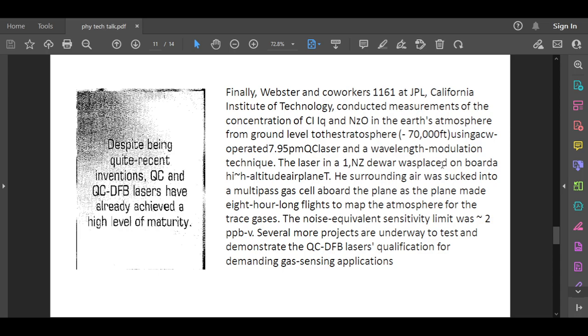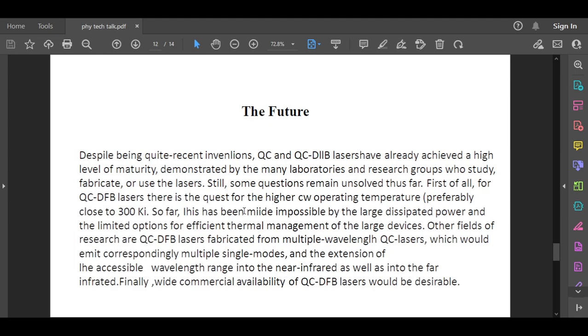Several more projects are underway to demonstrate the qualification of QC-DFB lasers for demanding gas sensing applications. The future. Despite being quite recent inventions, QC and QC-DFB lasers have already achieved a high level of maturity, demonstrated by the many laboratories and research groups who study, fabricate, or use the lasers.